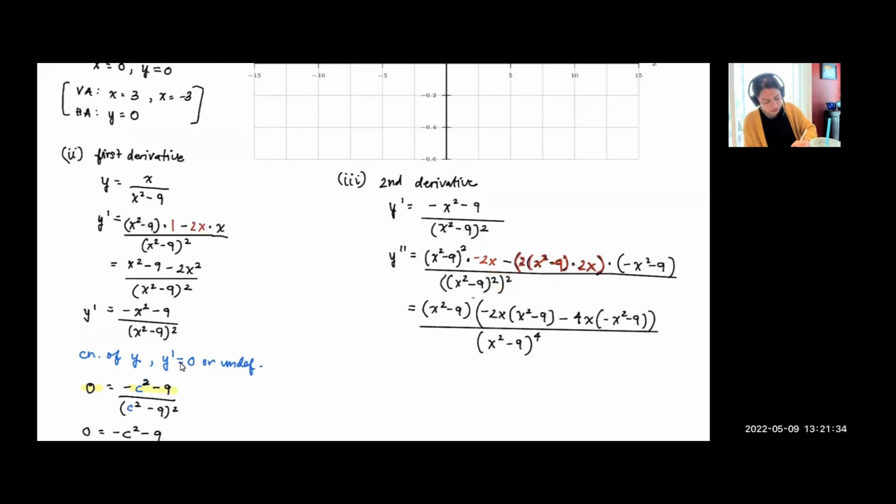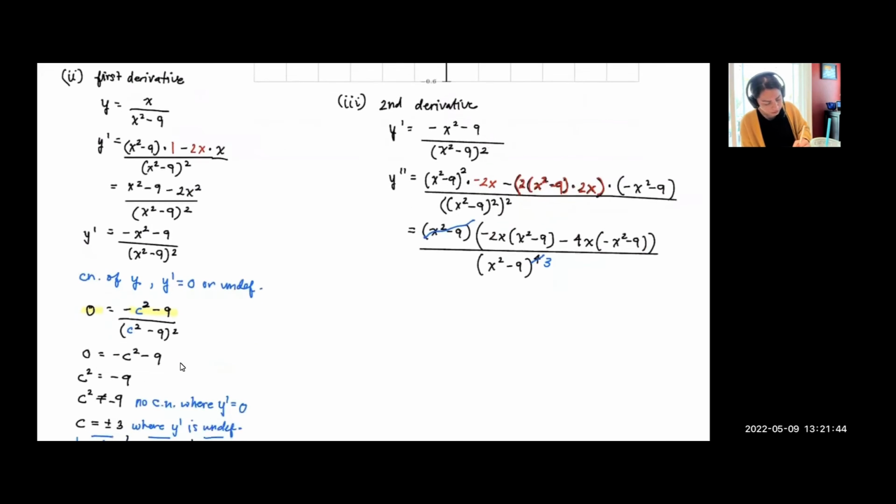So I'm going to reduce out one factor of x² minus 9, and simplify what's inside here. So I'm going to have now on the top, let's do it up here, maybe we can see it better, -2x cubed plus 18x, right? That's what happens when I put it in there, right?